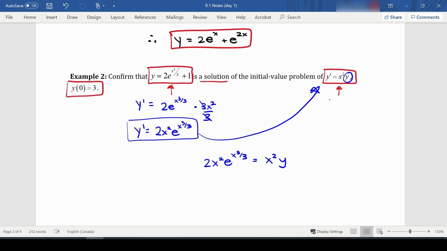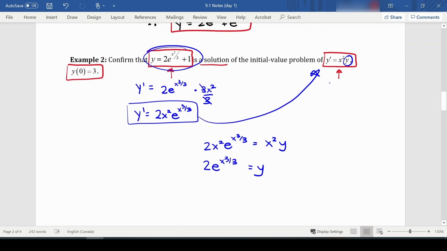And we know that there could also be a constant in your y if you're doing an antiderivative, right? So then we can move our x squared over and we get 2e to the x cubed over 3 equals y. Now this was not the y that we were given. The y that we were given has a constant, but we know that if we went from this y to this y prime, we would be able to possibly have a constant here and we would get the same y prime value.